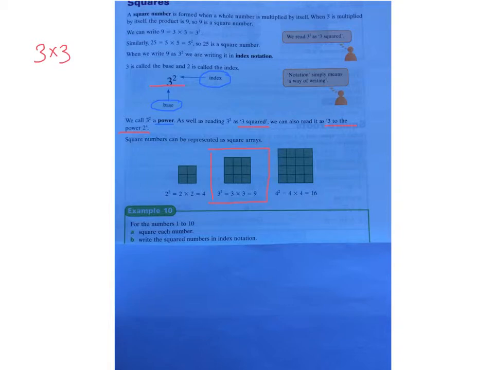Do you see the area diagram of 3 times 3, or the area array, is actually a square. So any number that you multiply by itself, like 4 times 4, they all form the shape of a square. So let's look at some examples now.